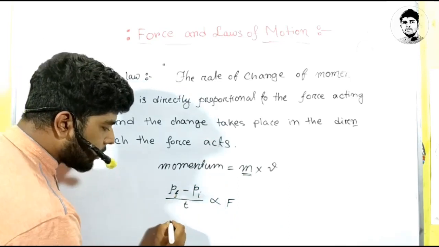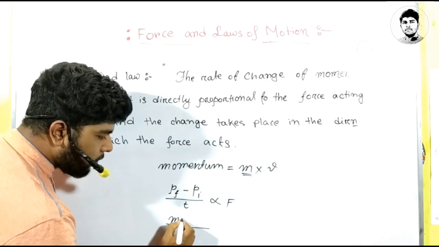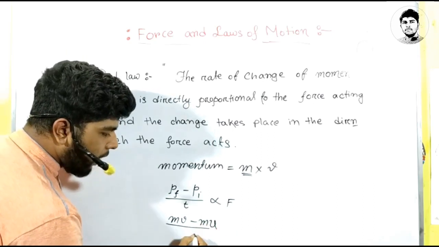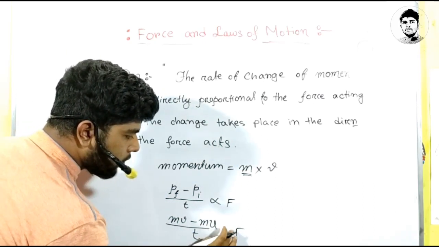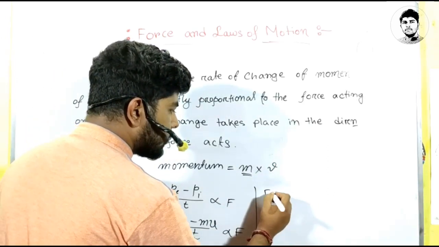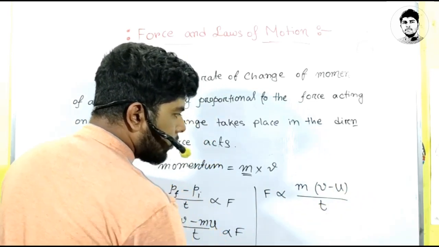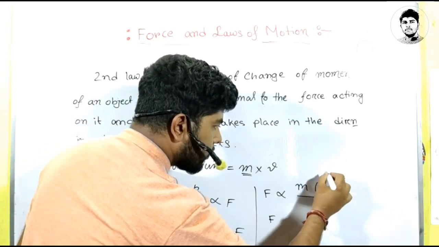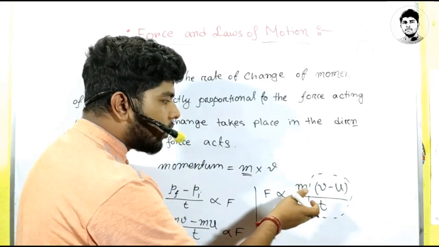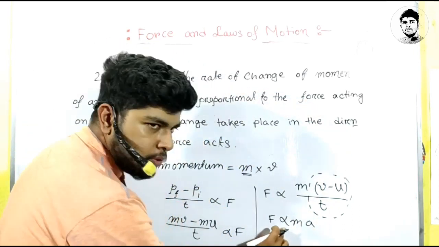Here m is m, and this is final velocity, so m into v, and this is initial velocity, so m into u, and this is time. Now we can write this. This term is change in velocity with respect to time, so this is called the acceleration. So we can write m into a, and this is proportional.